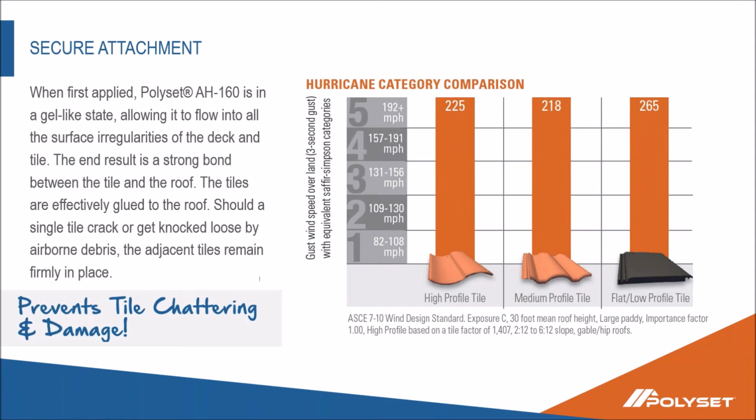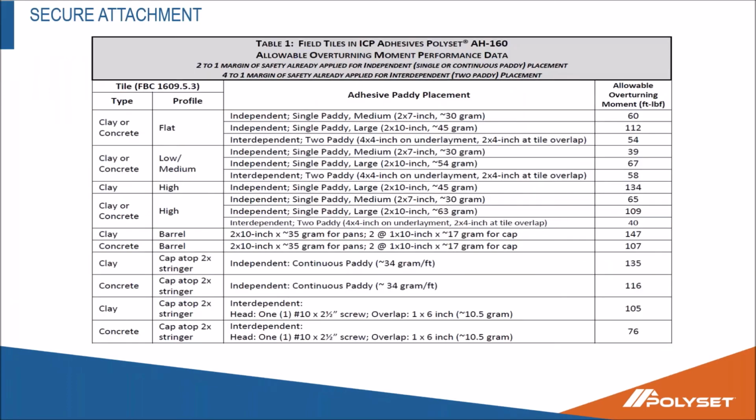So the second primary benefit to using adhesive is exactly what that video showed, that hurricane resistance, that wind uplift moment that you get out of the product. If you're using a large paddy on pretty much any profile of tile, whether it's the flat, the medium, or the high barrel, you can withstand Category 5 hurricanes.